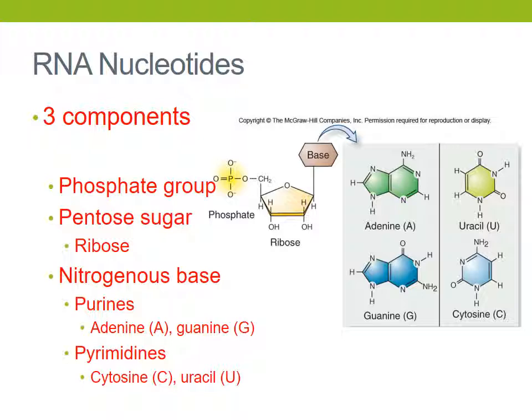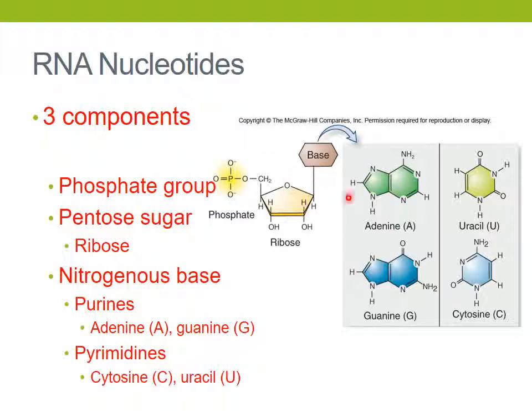Okay, now what we're going to do is contrast that to RNA, the nucleic acid RNA. In terms of the building blocks of RNA, you still have a phosphate and a sugar and a base. The sugar is called ribose, not deoxyribose. Note that at the 2' position you actually have an oxygen, so it's not lacking in oxygen. That's why we don't call it deoxyribose. Instead, we call it ribose.